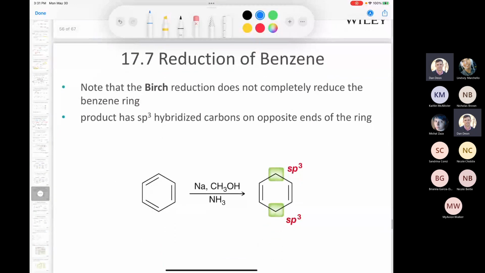The Birch reduction does not completely reduce the entire benzene ring, but rather it has 2 sp3 hybridized carbons, and they are on opposite ends of the ring to each other. You could almost say they're para from each other in a way. It's not really a proper use of the word because it's not an aromatic compound, but anyhow, you could think of it that way.